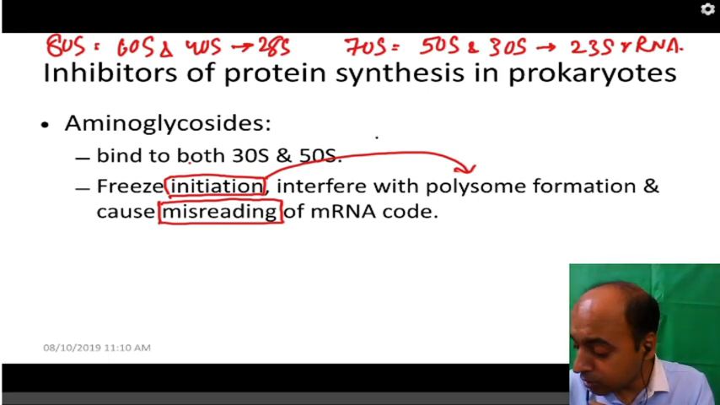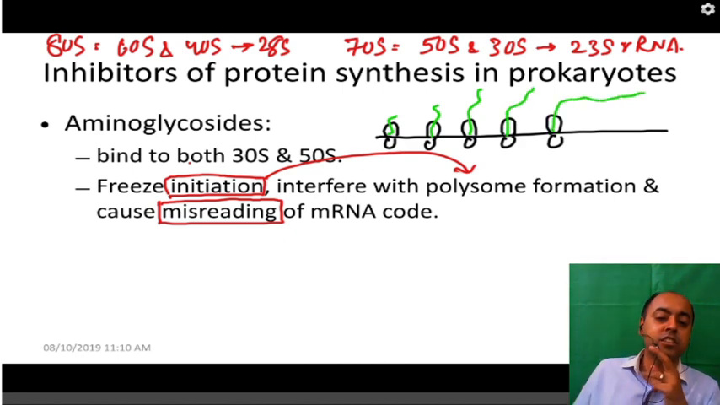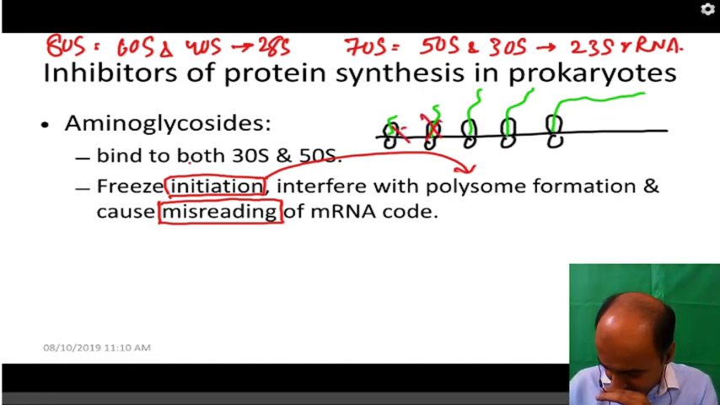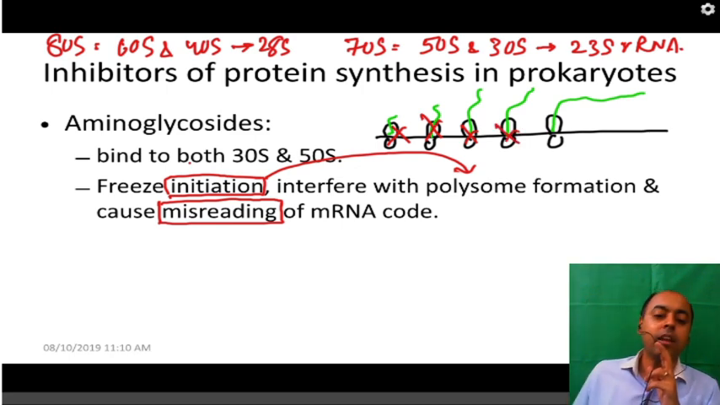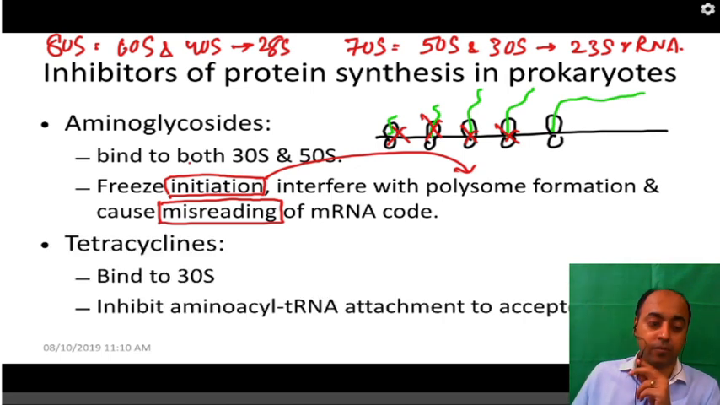What is a polysome? A messenger RNA on which multiple ribosomes are attached, resulting in translation at different stages. This is the polysome. So if you block the initiation, one has got attached, the other cannot get attached. Initiation is not occurring, so the polysome will not occur. In addition, they cause misreading of messenger RNA.